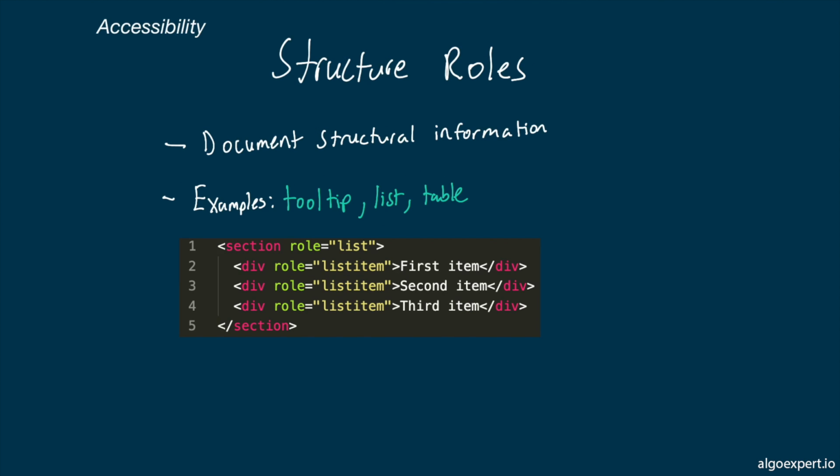Next, we have structure roles. And structure roles are very similar to landmark roles in that they define some structure of the page, they explain what a section of content is doing. However, the difference is that a landmark role is a navigational landmark, something that a user might want to go to first, whereas a structure role is a little bit less important. It's smaller pieces of structure, such as a tooltip, a list, or a table.